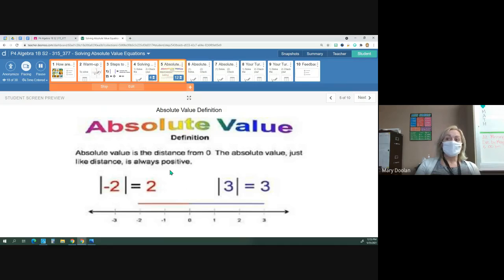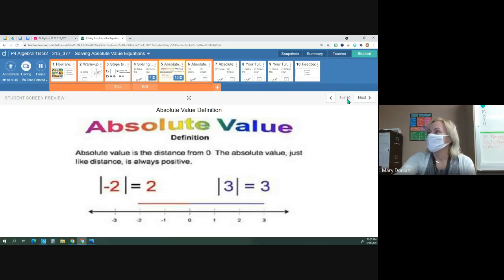Absolute value, just like distance, is always, well, it's not always positive, but it's always non-negative. I didn't write this, so that kind of bothers me. It can be 0. 0 is okay, and 0 is not positive, 0 is not negative. So absolute value is always non-negative. So 0 is an acceptable answer, or any positive number. But generally, when you think it's always positive, for the most part, that's correct.